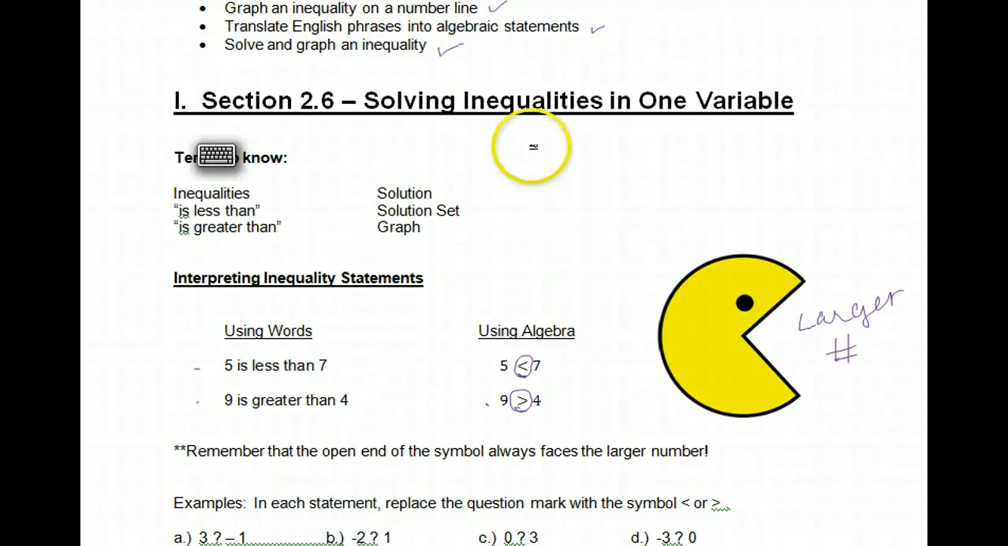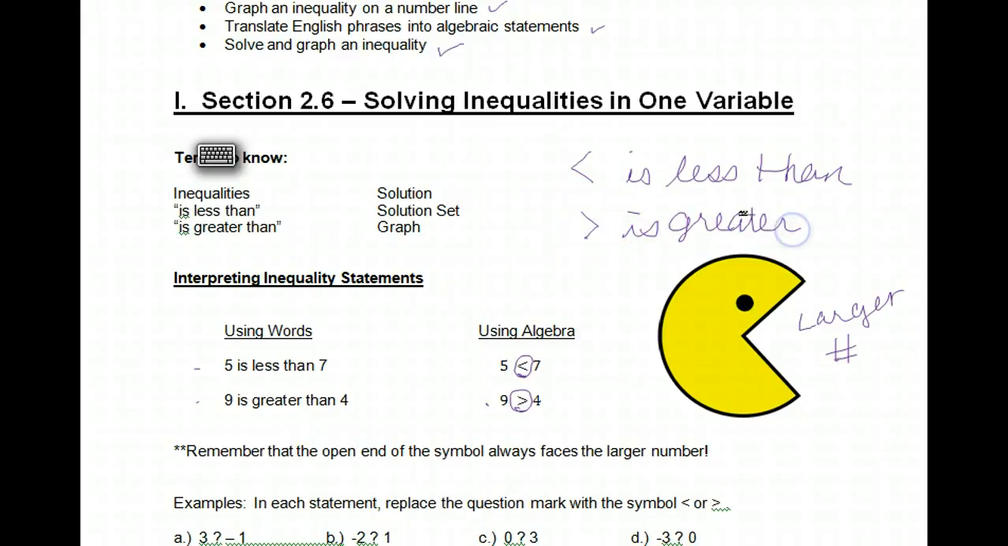So we have less than, this is the is less than symbol, and we have is greater than, and that's the is greater than symbol. So just remember as you're going through this that the open end of the symbol is always going to face the larger number. The pointed end of the symbol is always going to face the smaller number.